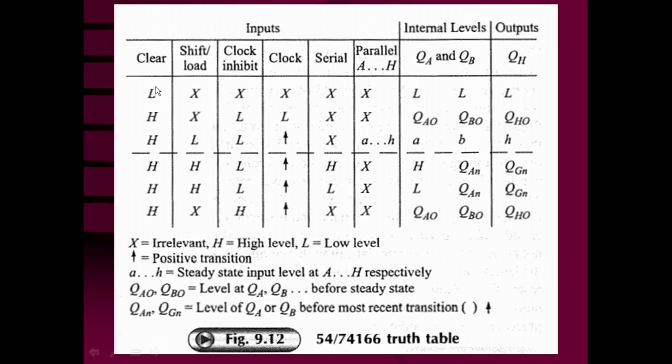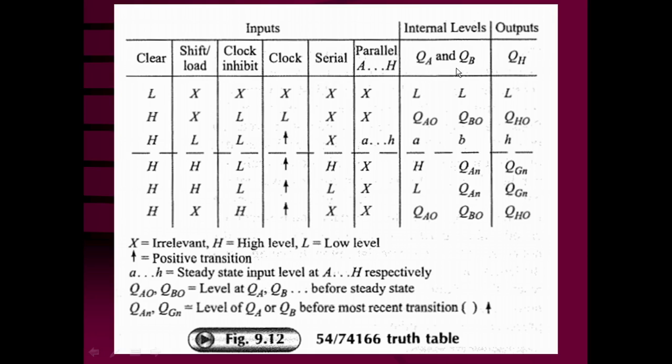Here you can see that the first column is related to the clear input. When the clear input is low, that means clear is activated. It has precedence over all other controls. Shift load is X, meaning don't care. Clock inhibit is don't care. Clock is don't care. Serial input is don't care. Parallel entry of the data is don't care. All the flip-flops are going to be reset.